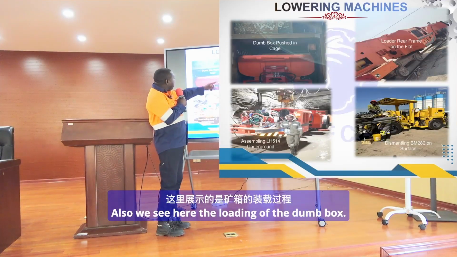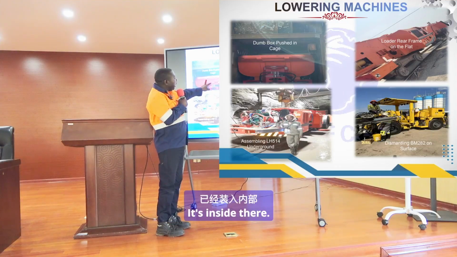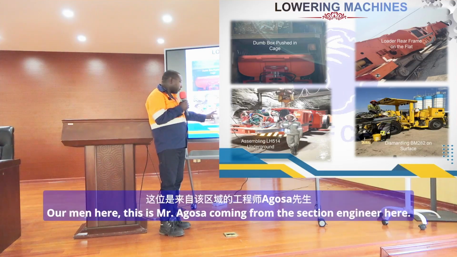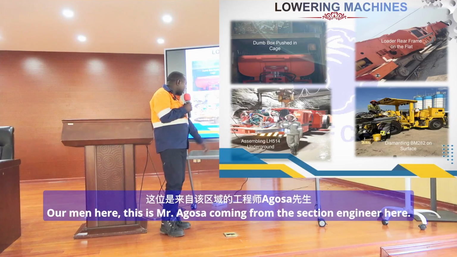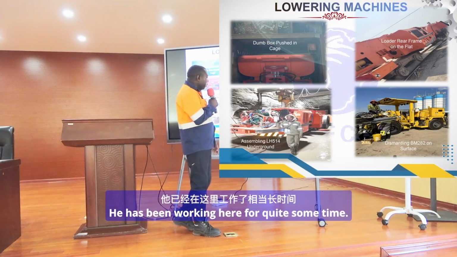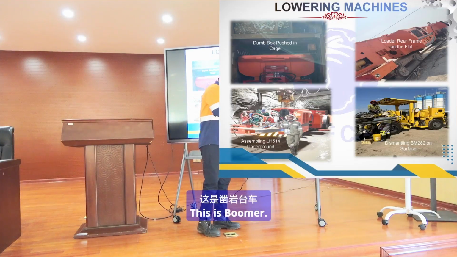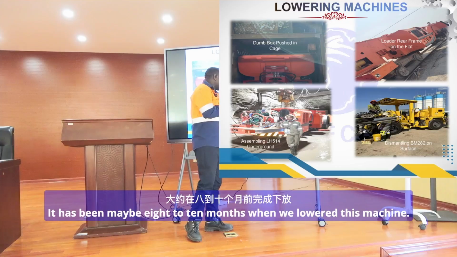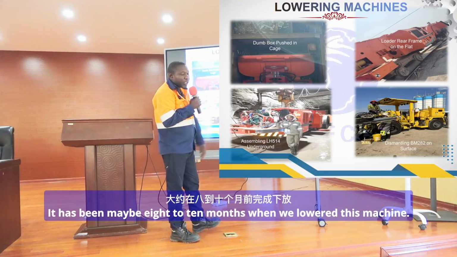Also, we see here the loading of the dump box is inside there. And this is underground. We are trying to assemble now with our men here. This is Mr. Ngosa, coming from North Section, a section engineer who has been working here for quite some time. This is the Boomer. We just lowered this machine last year, maybe 8 to 10 months ago.